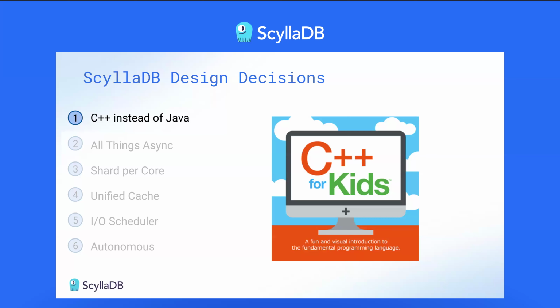In Scylla, we have a lot of offline and online processes, which you can think of as garbage collection to an extent, like compaction and other things, but we want to control them. We want to control when they happen, when they kick in, how much resource we want to allocate to them, etc. So C++ was chosen.